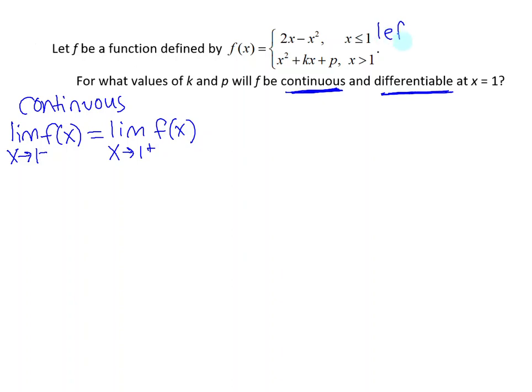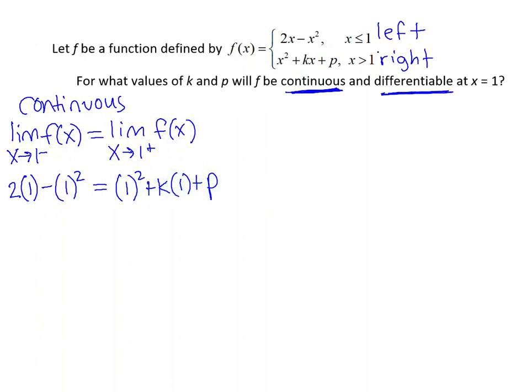Less than 1 is the left side of 1, and greater than 1 is the right side of 1. So we'll be using 2x minus x squared for the limit from the left. So 2, instead of x, we're going to use substitution and plug in the 1. 2 times 1 minus 1 squared. The right-hand limit uses this expression. So we plug in 1 for the x's. 1 squared plus k times 1 plus p. Let's simplify this side. 2 minus 1 makes 1 equals 1 plus k plus p. Subtracting 1 from both sides leaves us with 0 equals k plus p.